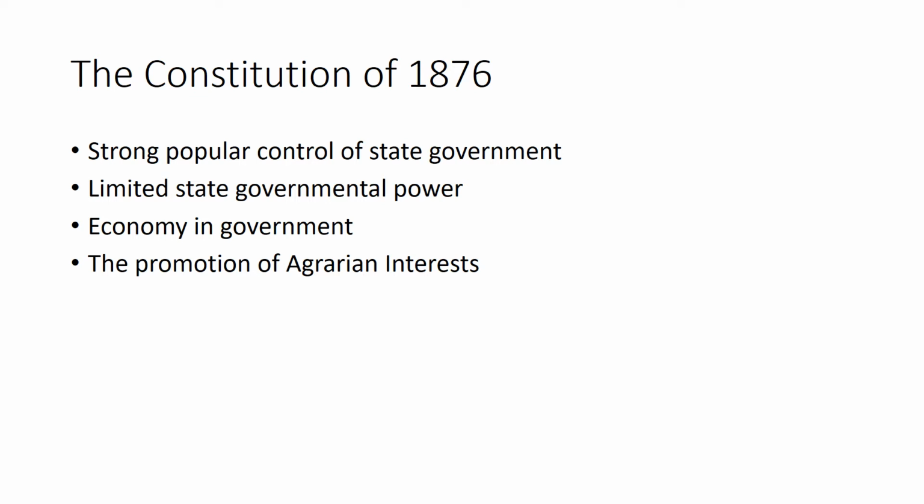Next, we see the promotion of agrarian interests. This constitution reflected the presence of farmers and Grange members at the convention. The new constitution included provisions protecting homesteads and regulating banks and railroads.